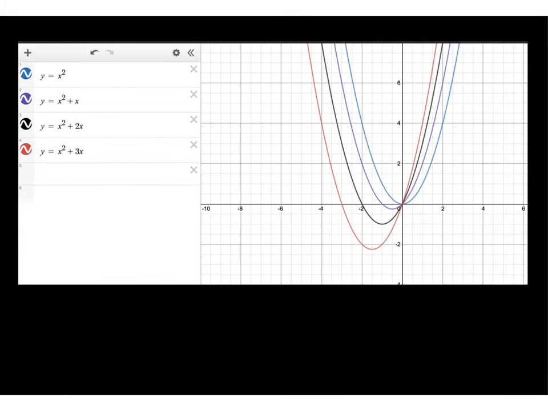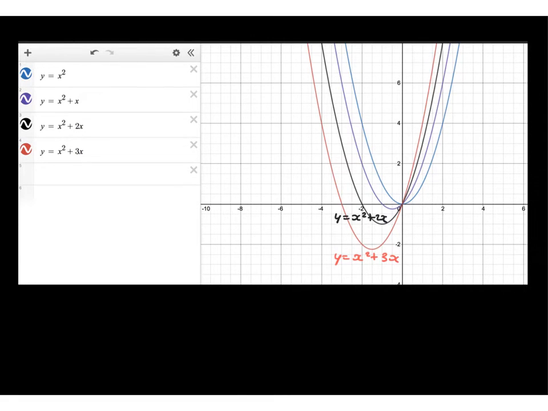Now, this time we have something very similar, but instead of subtracting the x term, we're adding the x term. And as you can see, looking at the graphs, so here's y equals x squared plus 3x, here's y equals x squared plus 2x, etc., the graphs move, but this time they appear to move to the left and down. So we have another type of translation.